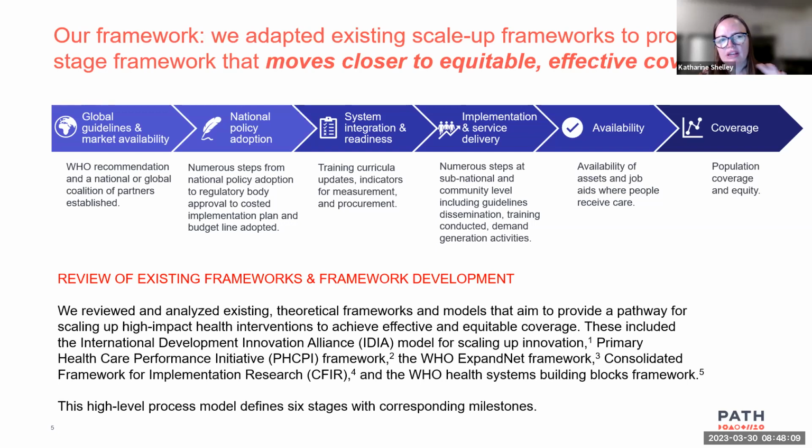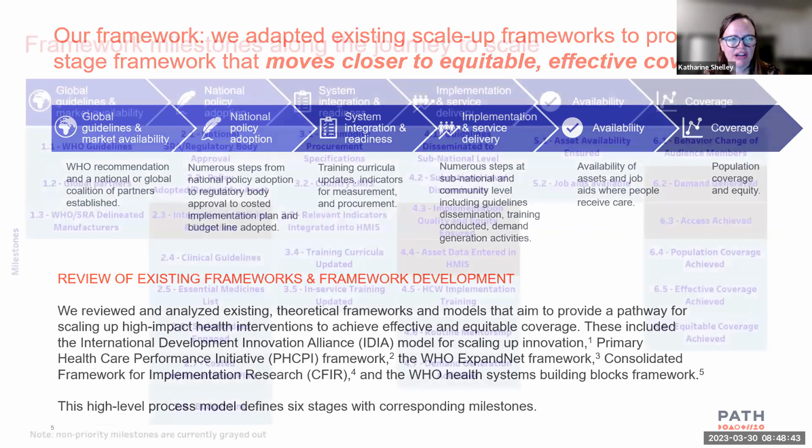So you pass through several pieces that are essential for national policy adoption, as well as systems integration and readiness. That 4th chevron is really key on actual implementation and service delivery. There's also availability. Is the asset even there at the facility level or in the community to be able to be implemented, and finally achieving population coverage. You'll notice when we do the live demo walkthrough that this is an essential way that we're organizing the data. So you'll see this reflected again.